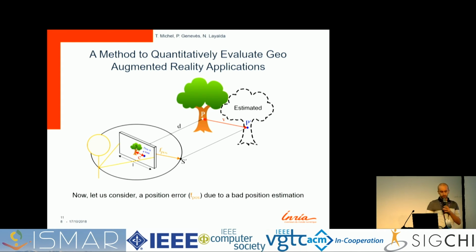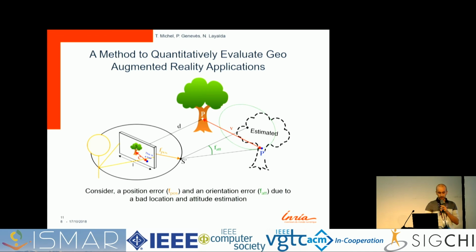But now, if you consider an error due to a bad position estimation, for example, GPS, this error will appear on the screen. And in addition, if you consider also an error due to a bad attitude estimation, for example, fusion from IMU, this error will grow. So what we propose is a method to evaluate this error on the screen, given an attitude estimation and a position estimation error.